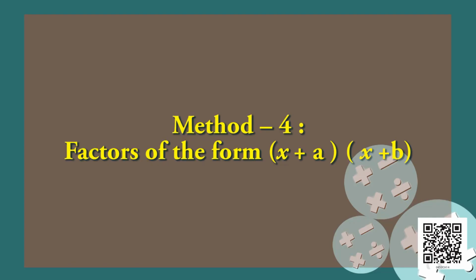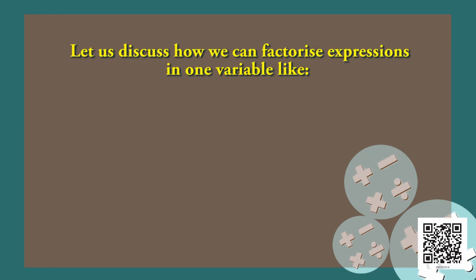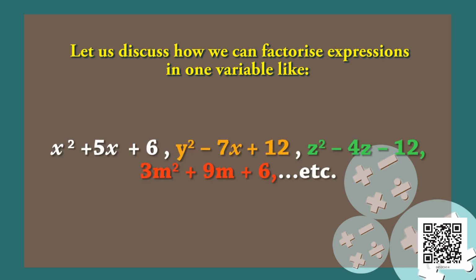Today first we will discuss the fourth method of finding the factors. The method is given as follows. Method 4: factors of the form x plus a into x plus b. Let us discuss how we can factorize expressions in one variable like x square plus 5x plus 6, y square minus 7y plus 12, z square minus 4z minus 12, 3m square plus 9m plus 6, etc.